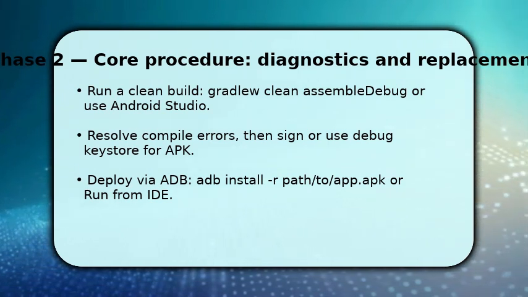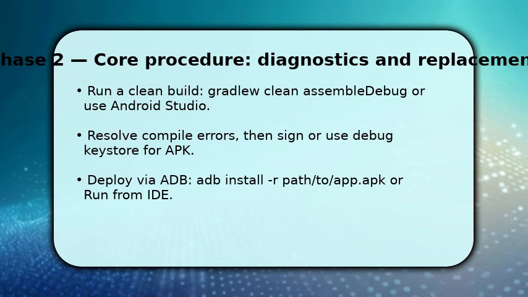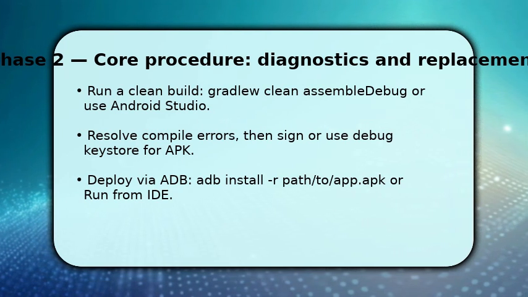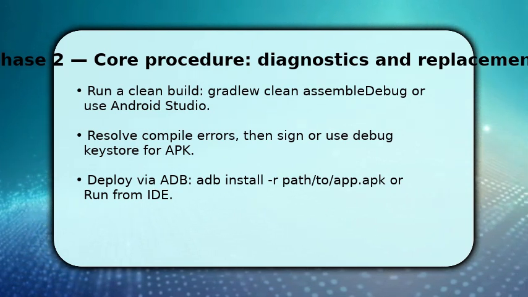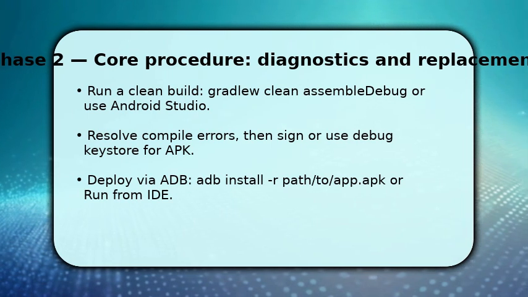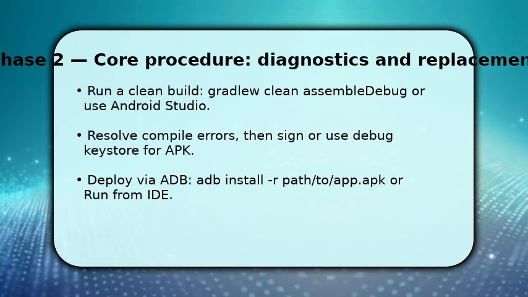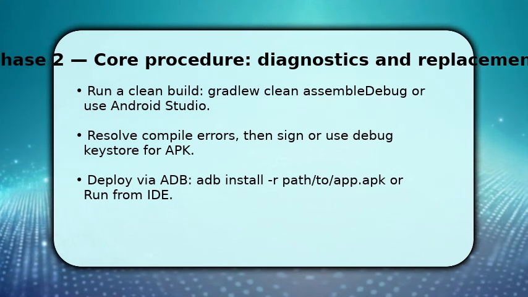Once the debug APK is produced, use the debug keystore for quick testing or sign a release build when ready. Then deploy using adb install path/to/app, or run directly from Android Studio. This installs the package and starts the main activity for live testing.